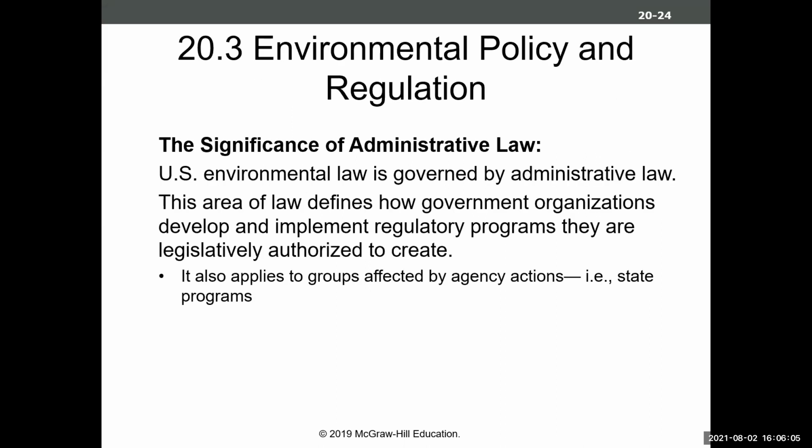Whenever we look at the significance of administrative law, our environmental law is governed by that administrative law. So it's super significant, right? So this basically says how government organizations can develop and implement regulatory programs. And so it, for example, affects things like state programs.